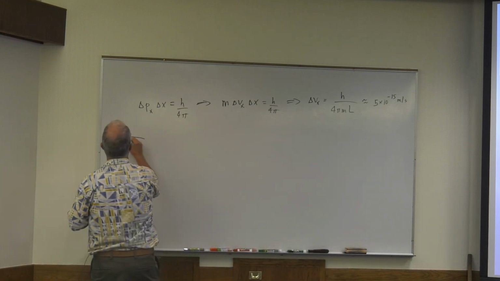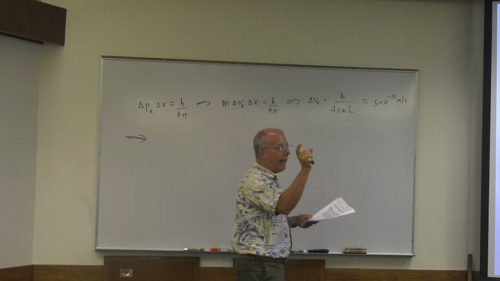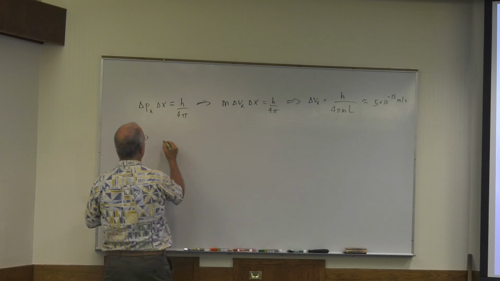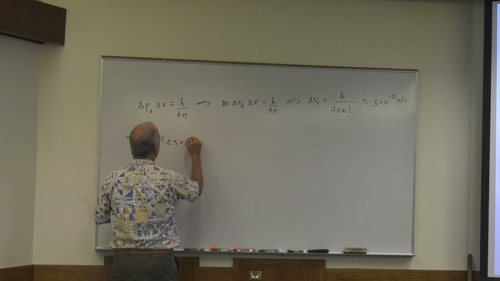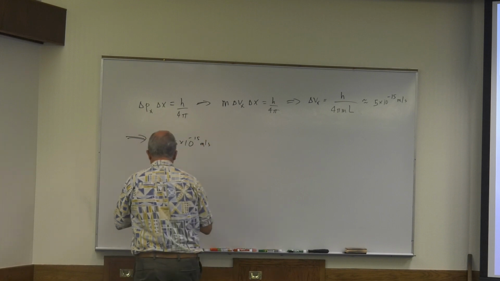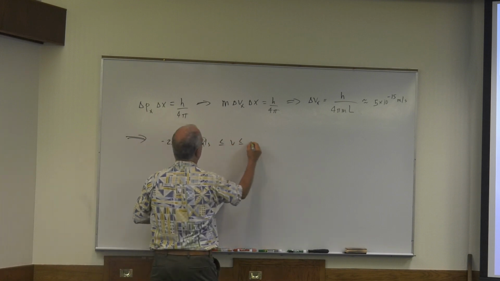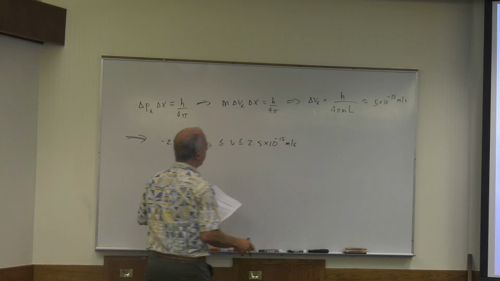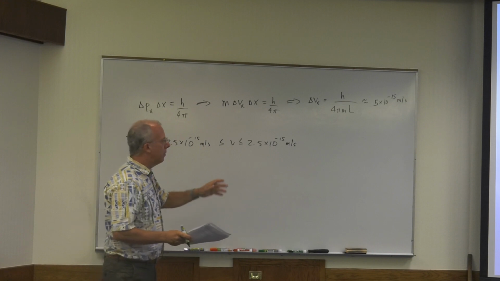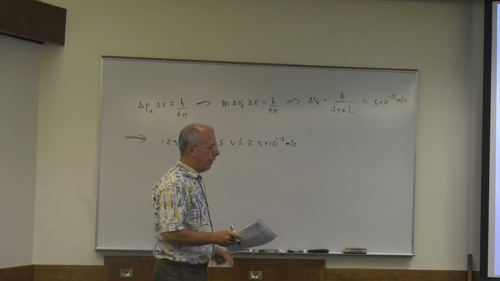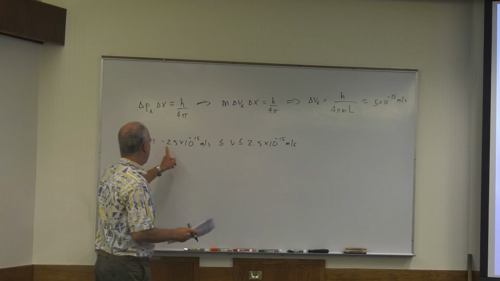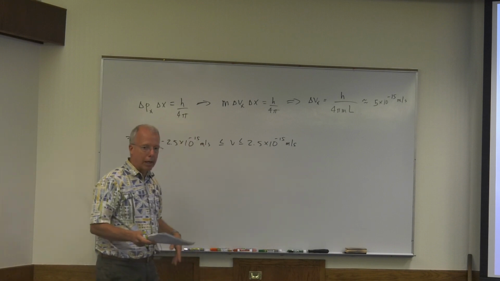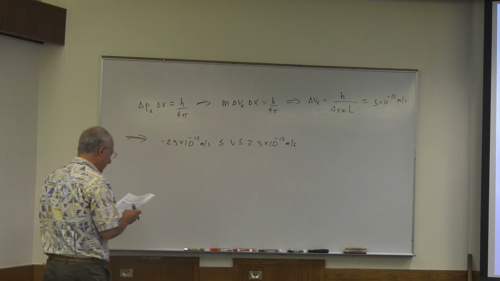What we have to say then is it's somewhere within a range of 5 times 10 to the minus 15, but again, that way or that way. So minus 2.5 times 10 to the minus 15 meters per second, because the delta V is 5 times 10 to the minus 15. We don't know if it's going that way or that way. So if this is minus 2.5, that's plus 2.5. The range is the 5 times 10 to the minus 15.